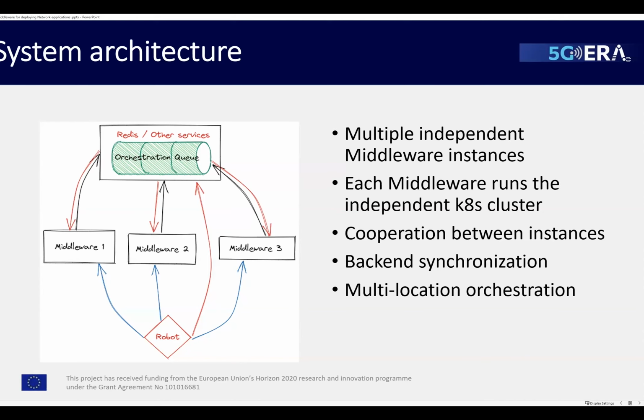The system architecture of the middleware consists of multiple independent middleware instances running at the same time. Each middleware instance runs a self-contained Kubernetes cluster to allow for better operability of the resources and easier management when it comes to managing the resources inside of this Kubernetes cluster. Though each middleware instance is cooperating with each other by using a backend synchronization service like Redis or message queues that are used for scheduling the deployment. And thanks to the multi-location orchestration, we are able to provide the resources for the robot from multiple locations at once.